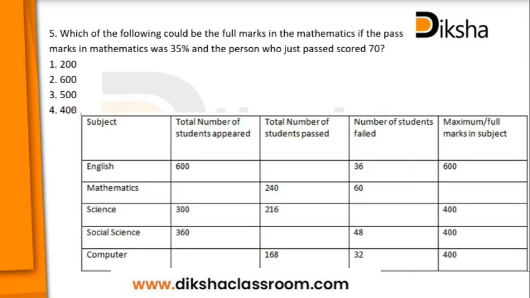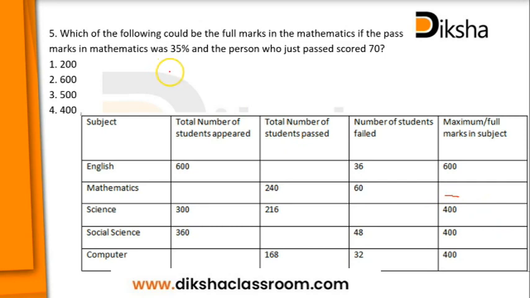Moving to the last question, question number 5. Which of the following could be the full marks in maths if the pass marks in maths was 35% and the person who just passed scored 70? So in the table we know that maximum marks in maths is not given. So we want to find the maximum marks.